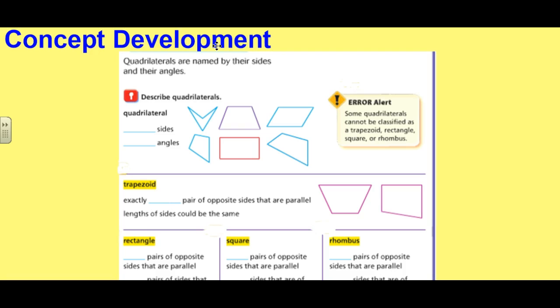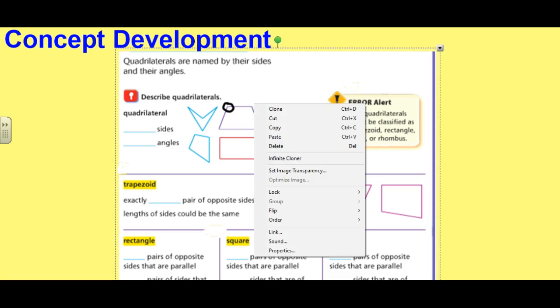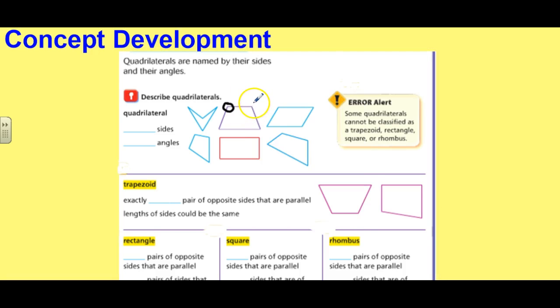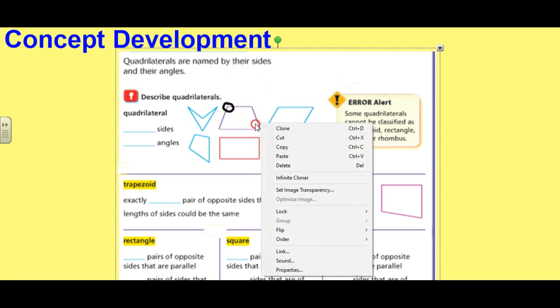So the first thing that we're going to look at is the very top where it says quadrilaterals are named by their sides and their angles. So looking at all of these shapes, you see that all of these shapes have 4 different sides. And when you're looking at the angles, you're looking at where the sides meet. So this is an angle, and this is an angle. So where all the sides meet is where you see an angle.